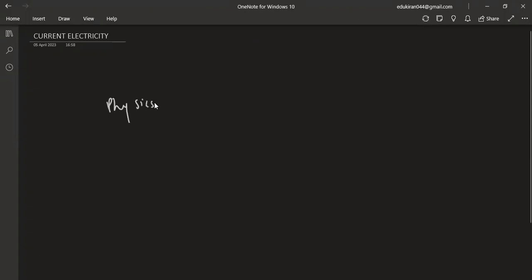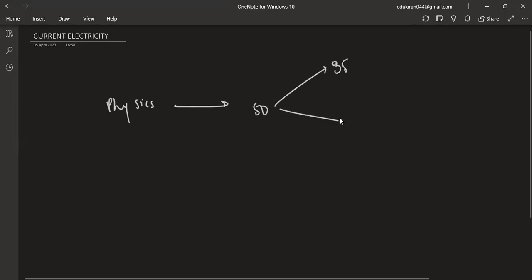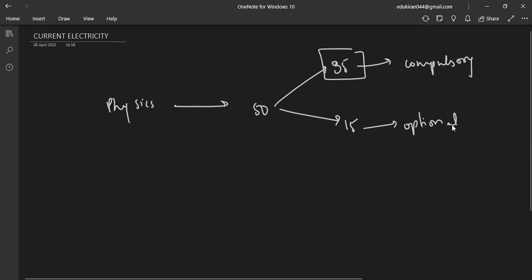In every subject, you have 50 questions total, out of which you have 35 and 15. These 35 are compulsory questions. You have to attend all of these, you have no option. If you do not attempt any of the questions, marks will be deducted. Right. So 35 questions are compulsory. Out of the 15, this section is optional. That is, you have to attempt any 10. So that makes 45. All right.